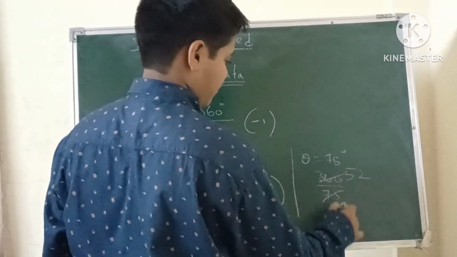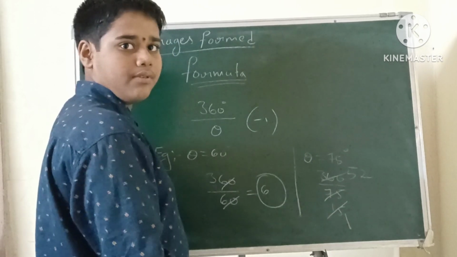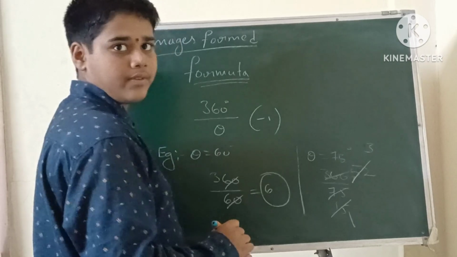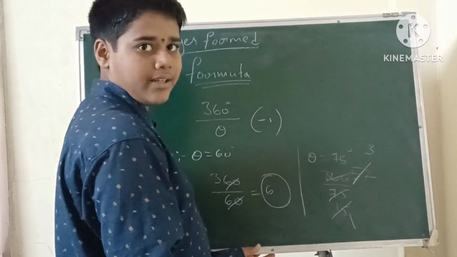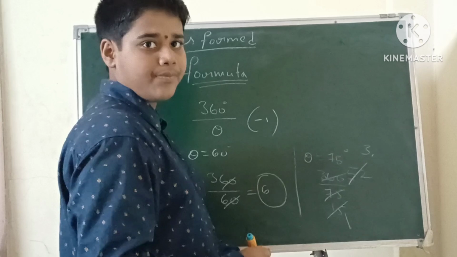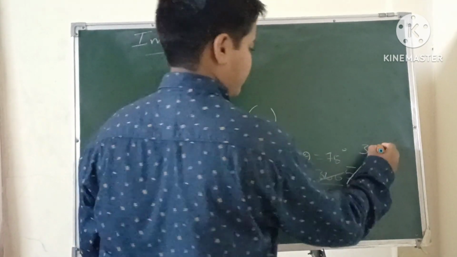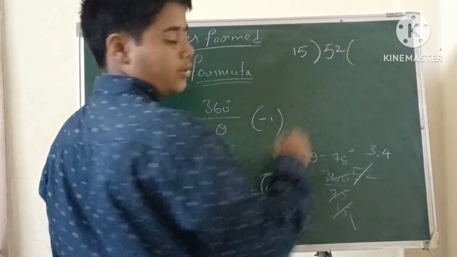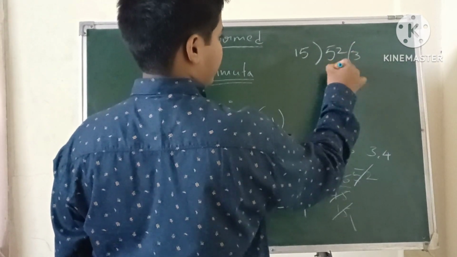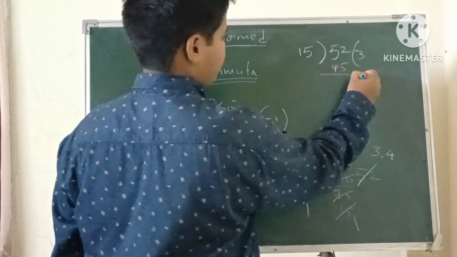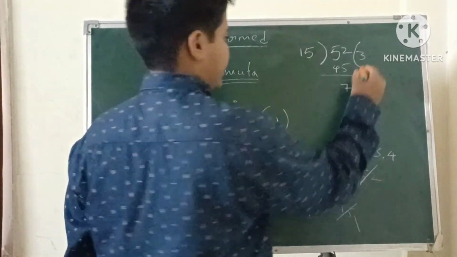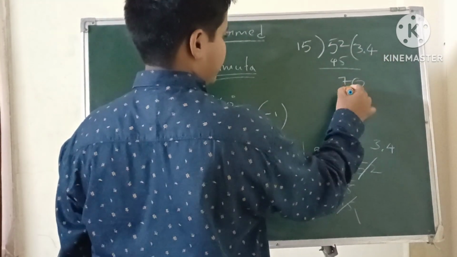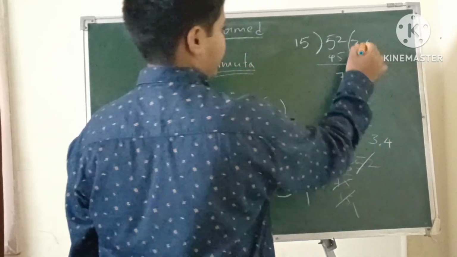15 ones are 15. 15 threes are 45. And 7 is the remainder. So I am keeping the decimal point, and 70 will become 3.4. How will I do it? 15 threes are 45, so 7 is the remainder. I am keeping the point, a 0 will come. So 15 fours are 60, 10 is the remainder. 3.4 is the number of images.